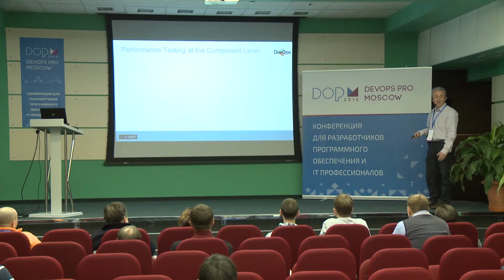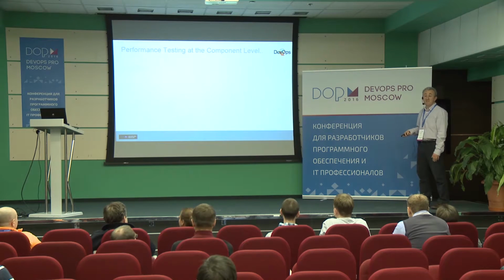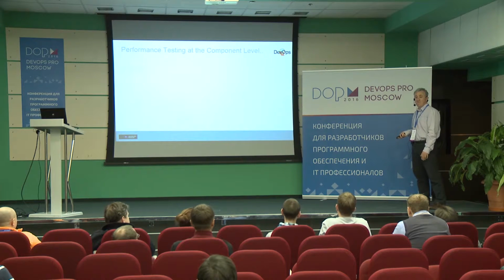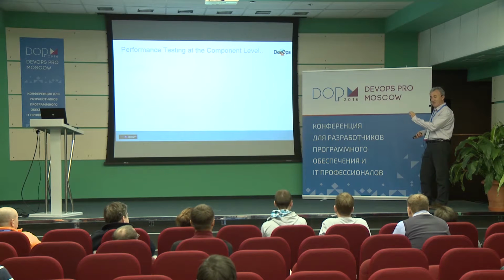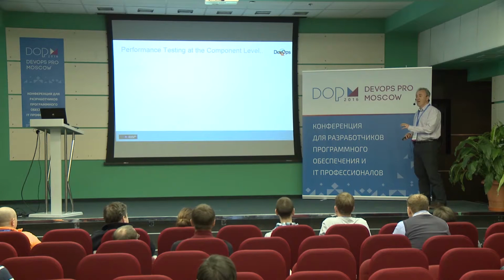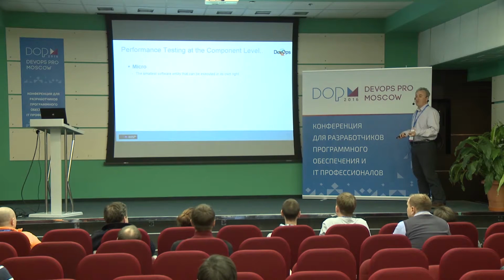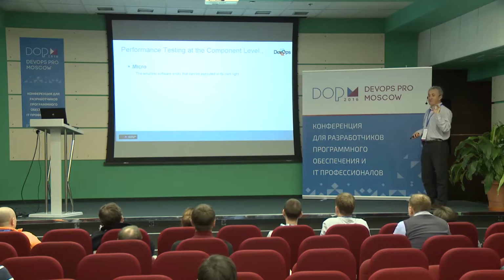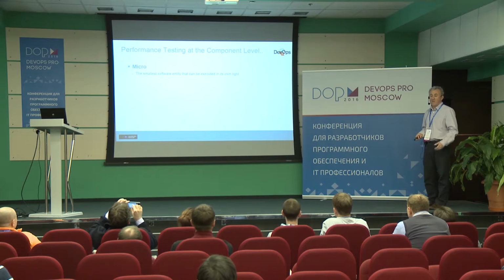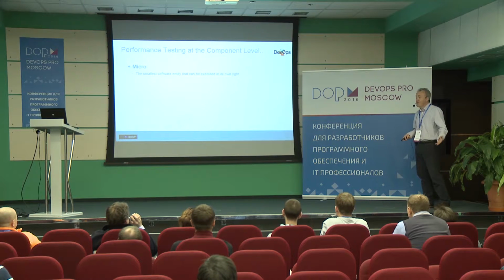Anybody got any ideas for what I mean by a component? Any thoughts? Oh, okay. API? Yeah. Or something that uses an API or consumes an API, if you like. Also, I think of them in 3 terms. Micro, so the smallest software entity that can be executed in its own right. Could be a unit of code, a couple of lines of JavaScript. It might use an API, might not. But as long as you have something you can run, you can potentially performance test it.